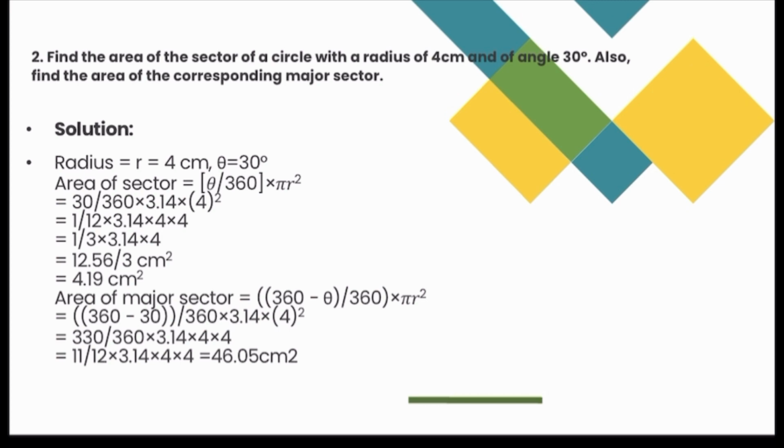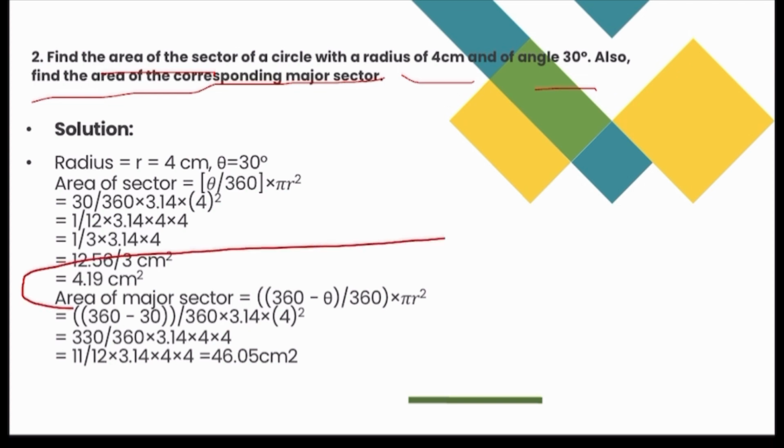Find the area of the sector. Here they have said area of a sector with radius 4 centimeter and angle of 30. So theta is 30 and radius is 4 centimeter. Also find the area of the corresponding major sector. First find the area of the sector, that is theta by 360 into pi r square. We will get 4.19 centimeter square. Then they have also asked to calculate the area of the corresponding major sector. We have already discussed the formula: 360 minus theta by 360 into pi r square. This is the formula to find the area of the major sector.